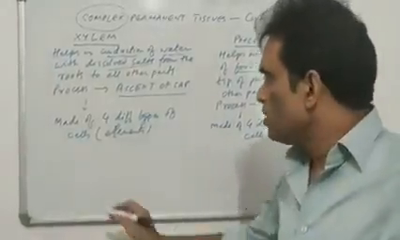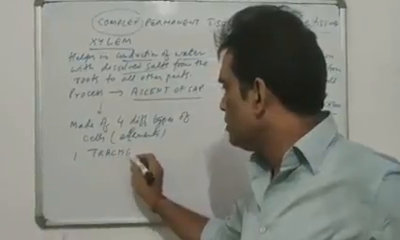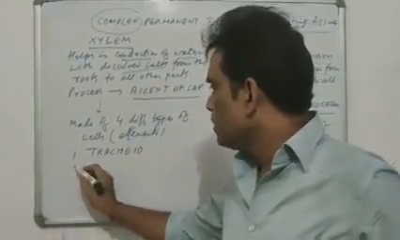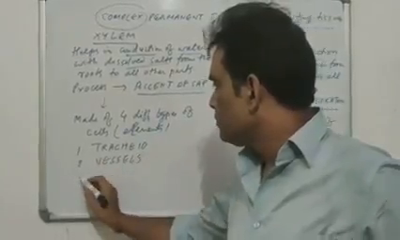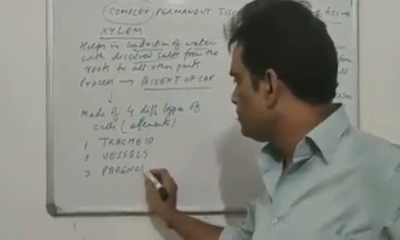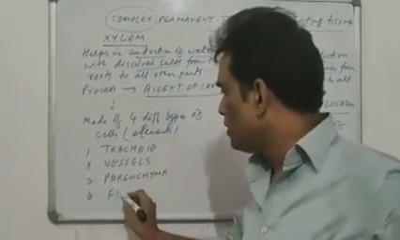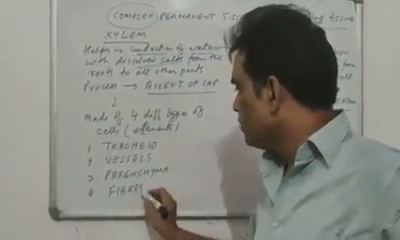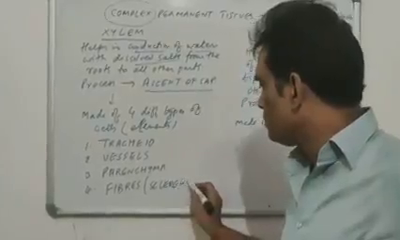What are they? Number one, it's called tracheid. Number two, vessels. Number three, parenchyma. And the fourth one is called fibers. Fibers are nothing but a type of sclerenchyma only.